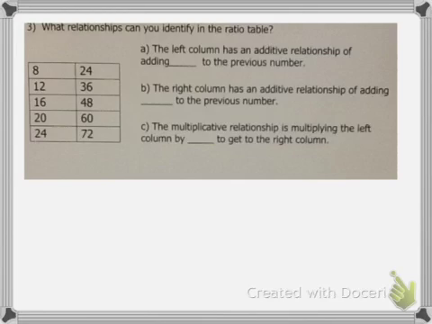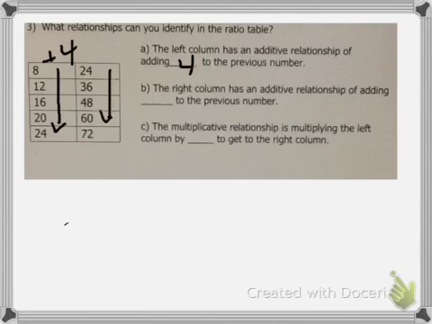All right, now that you've finished the work, on the left column, that's this side here, as I'm moving down, I am adding 4 to the previous number to get the following number. For example, 12 is 8 plus 4. 16 plus 4 gives me 20. So for part A, we're adding 4 to the previous number for the left column.